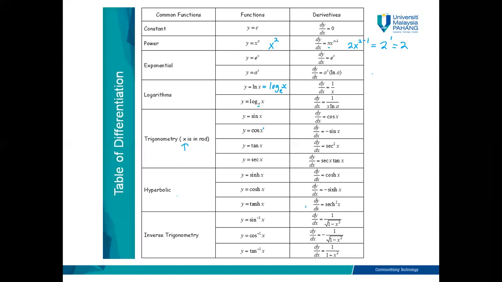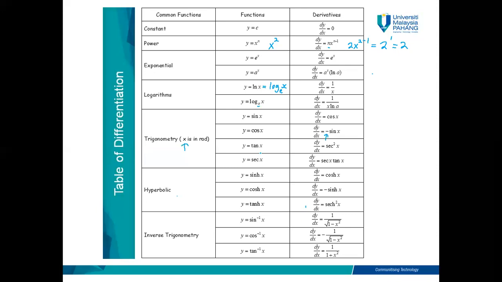If you have sin 2x, we will need a technique of differentiation. You have to use the technique of differentiation for that. This is the fundamental one. Differentiate cos x and you will get negative sin x.